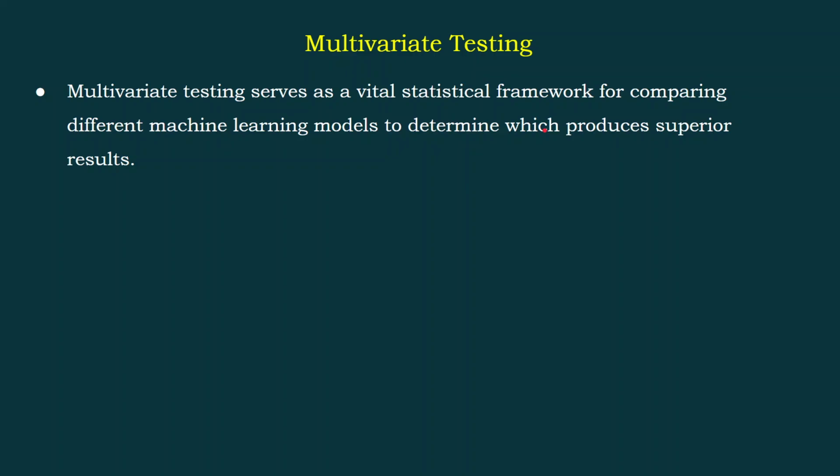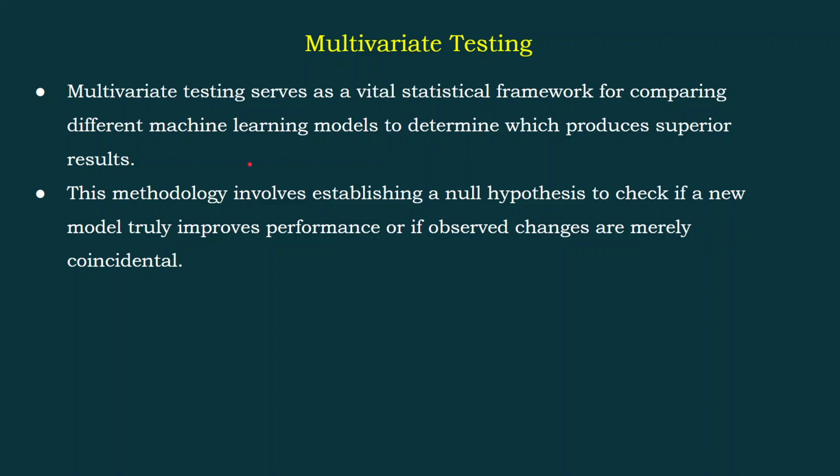So here we create many machine learning models and we test the models using much of the data. And we try to choose which is the best model to be implemented, that is, which gives the superior results. So that is tested by multivariate testing. This is mainly involved with the statistical framework. That means we are using statistical formulas.